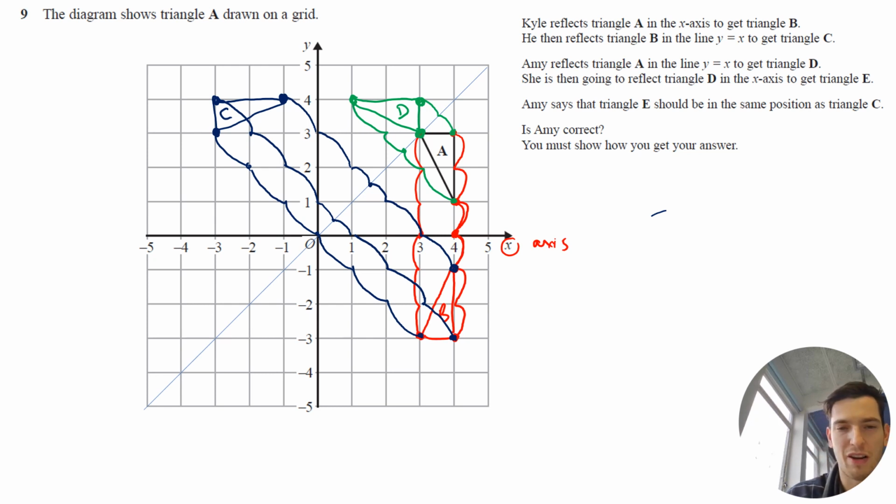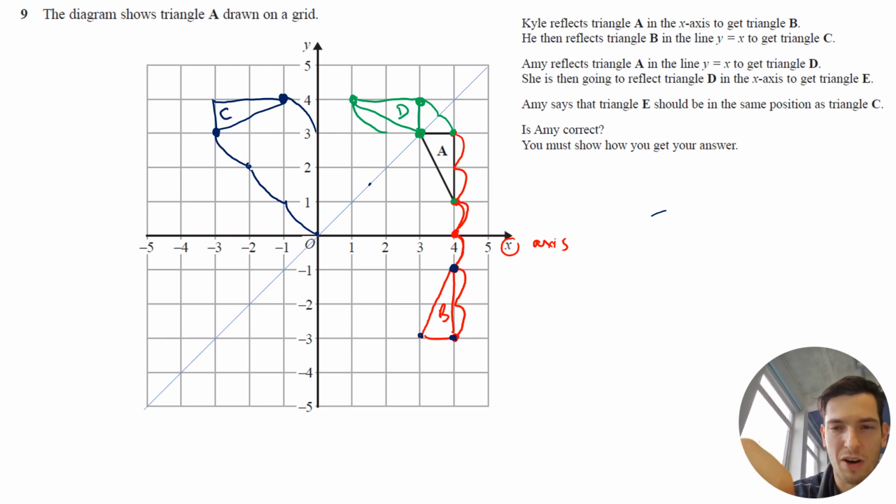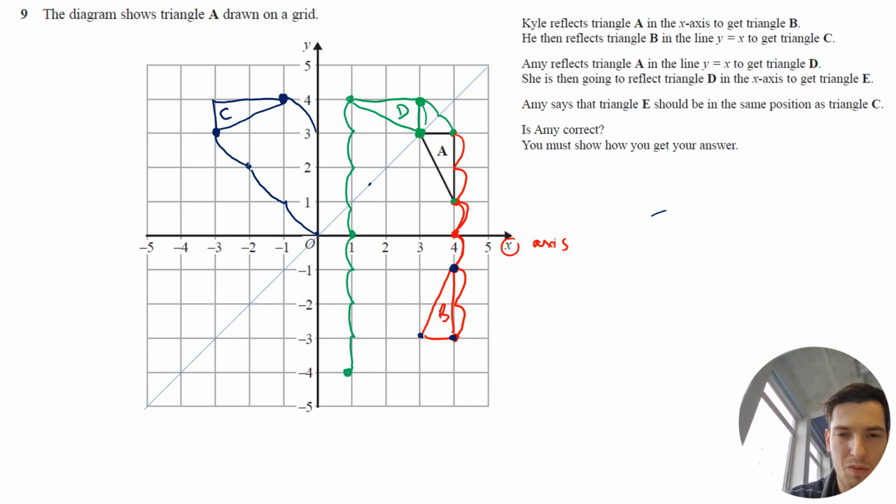Okay, I'm just going to get rid of some of my lines here to make this easy. I'm going to reflect triangle D in the x-axis. So how do I do this? Okay, so again, 1, 2, 3, 4 to the x-axis, 1, 2, 3, 4 away. And then finally, 1, 2, 3, 1, 2, 3. And that is triangle E.